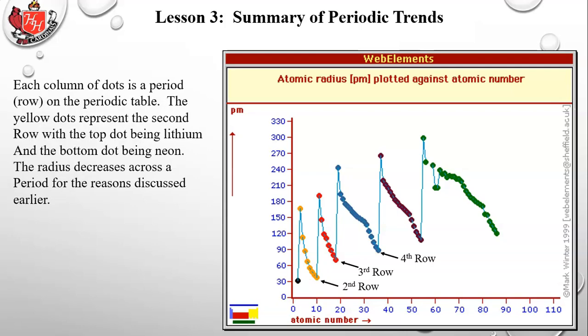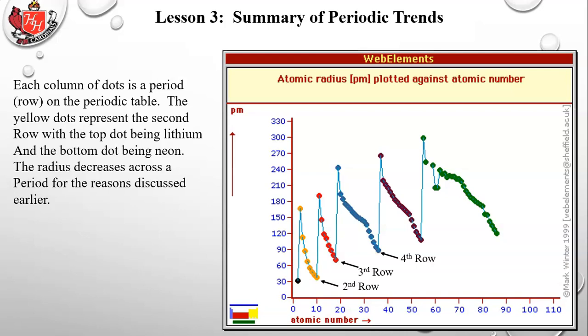Okay, so each column of dots is a period or row on the periodic table. The yellow dots represent the second row, with the top dot being lithium. So let's just look at what this table is telling us. It's telling us the atomic radius in something called picometers. That's 1/1 trillionth of a meter. It's really, really tiny. And as you go from left to right, you have bigger and bigger elements. In other words, you're going across and down the periodic table. So it tells you the atomic number. The yellow dots represent the second row, with the top dot being lithium and the bottom dot being neon.